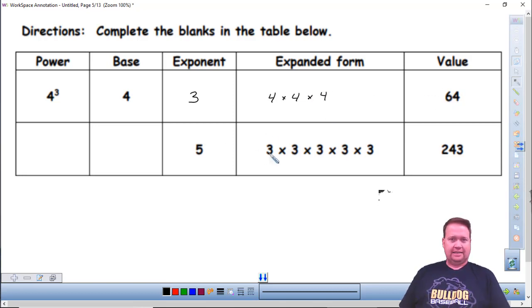Now, I can see from the expanded form here that this is repeated multiplying of a 3, which means the base is a 3, because whatever you see here is the base. And I can see that its exponent was a 5, so written as a power, that would just be 3 to the 5th power.